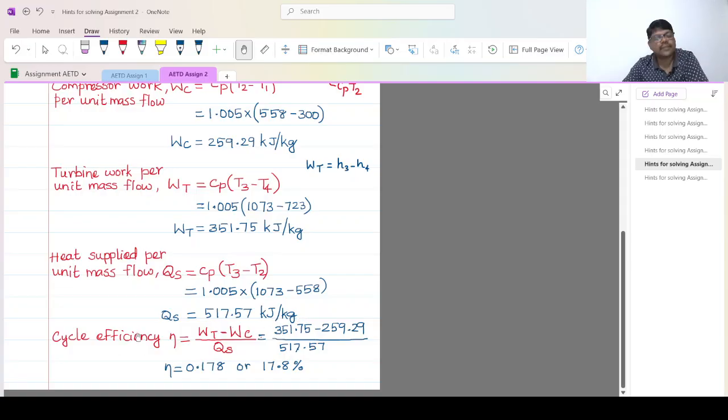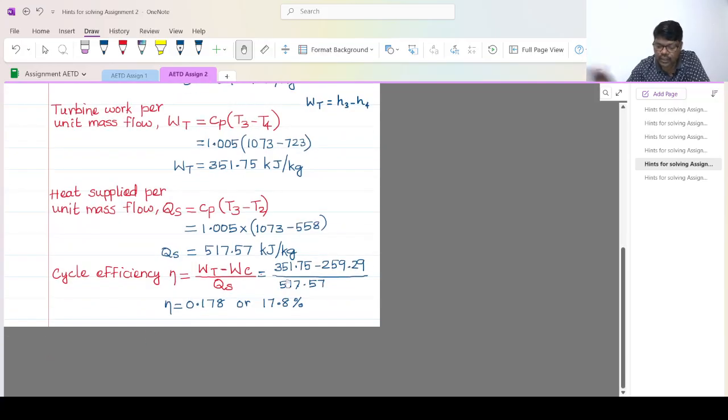And finally, I will write the cycle efficiency in this form. For any heat engine cycle like the Brayton cycle, I can write the cycle efficiency as the ratio between the net work output during the cycle and the heat supply. So here the net work output is the difference between turbine work and compressor work. Turbine work is the positive work because it is the work done by the system, and compressor work is a negative work because it is the work done on the system.